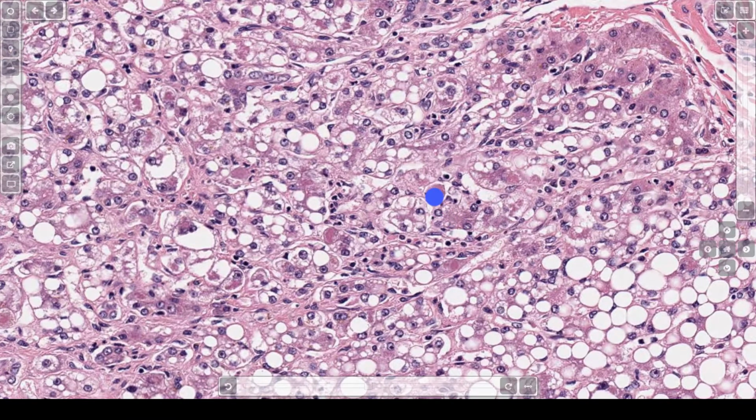In this view, you can see these dark pink collections within the hepatocytes. There's one right here, one right here, and one right here. These are Mallory-Denk bodies. Mallory-Denk bodies are abnormal accumulations of intermediate filaments in the hepatocyte cytoplasm. They are commonly seen in alcoholic liver disease.